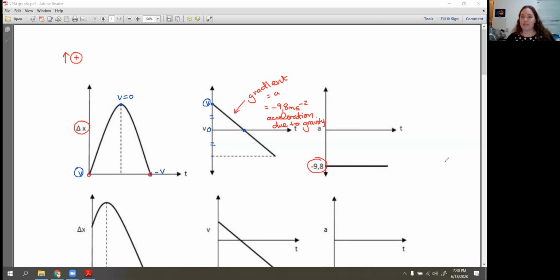Okay, so that is the case, and this hopefully gets a little bit more of an idea for you as to why the displacement graph is sad-faced. The velocity graph is a straight line with a negative gradient, and the acceleration is going to be a horizontal line with a negative value.